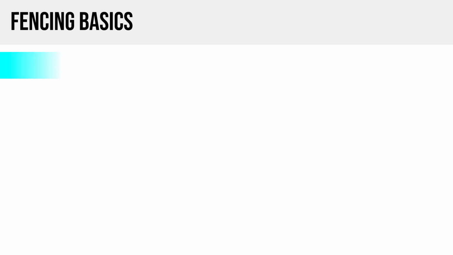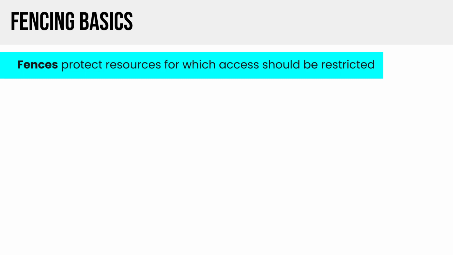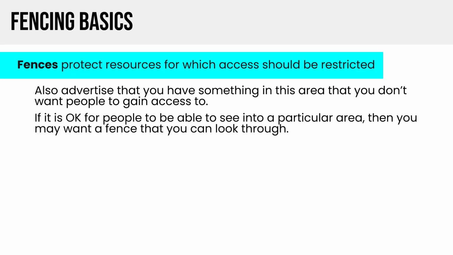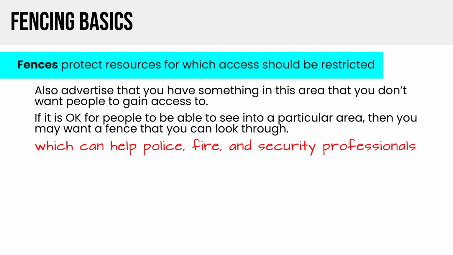So fencing basics. So fences protect resources for which access should be restricted. And they also advertise that you have something in this area that you don't want people to gain access to. Now, if it's okay for people to be able to see into a particular area, then you might want a fence that you can look through, which can help police, fire, and security professionals in some cases as well.